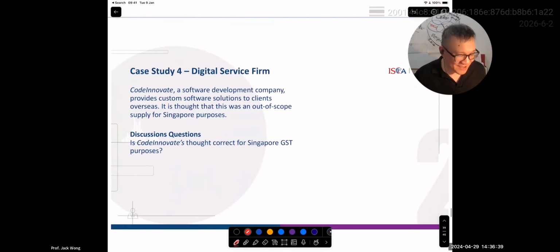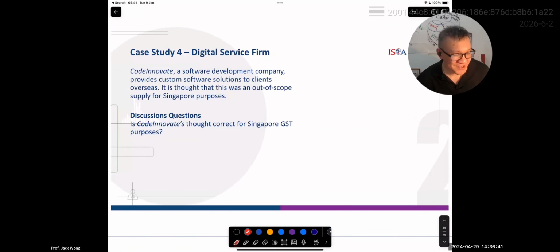Okay? Digital service firm, case study number 4. This is Code Innovate. It is a software development company, provides custom software solution to clients overseas.